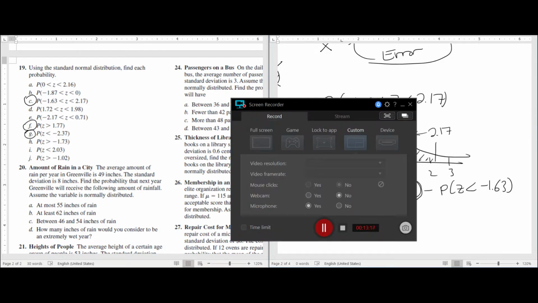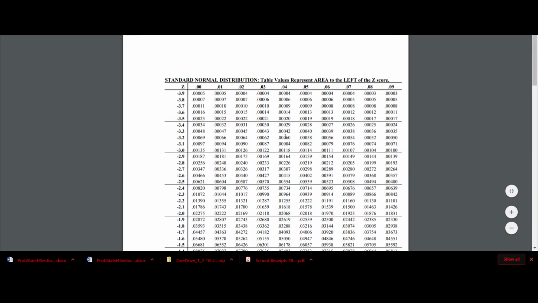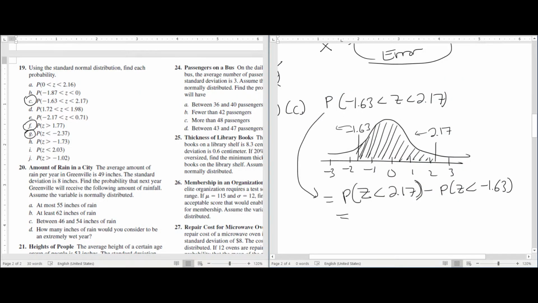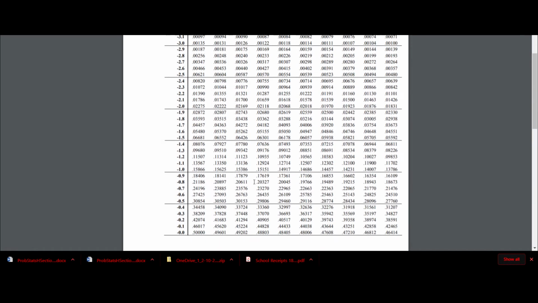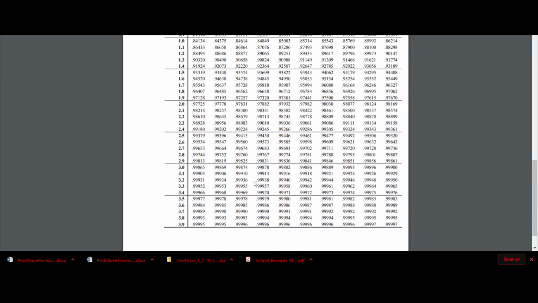All right, so we're going to go ahead and look it up. If we go to the z-chart, we are looking up 2.17. Let's do that one first. So 2.17, that's 0, 1, 2, 3, 4, 5, 6, 7. So this is 2.17, 0.985.